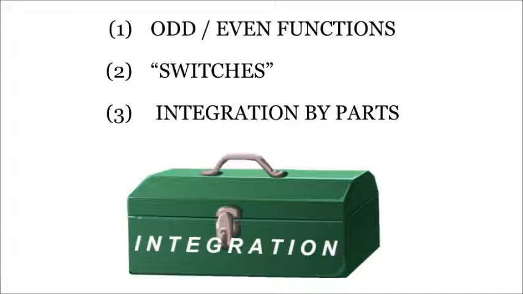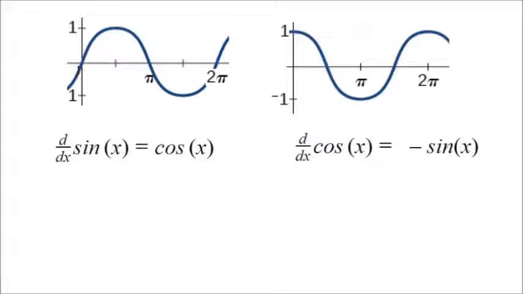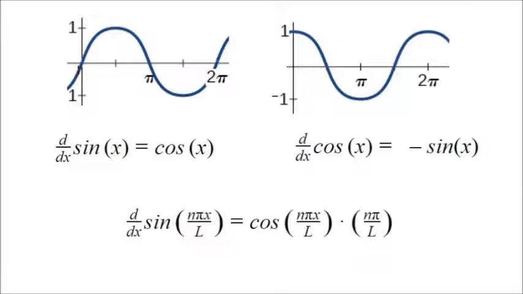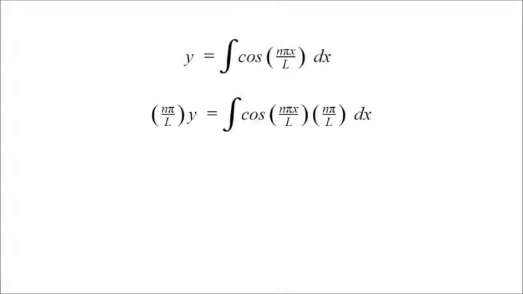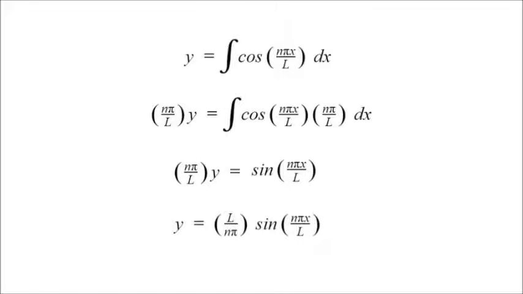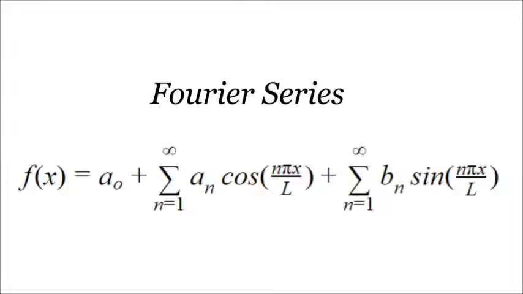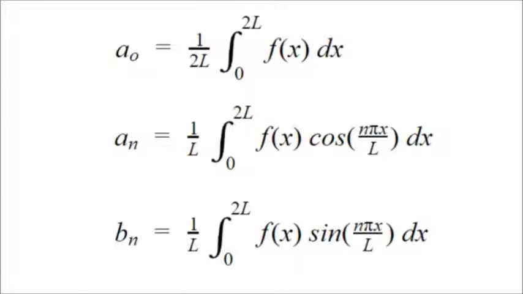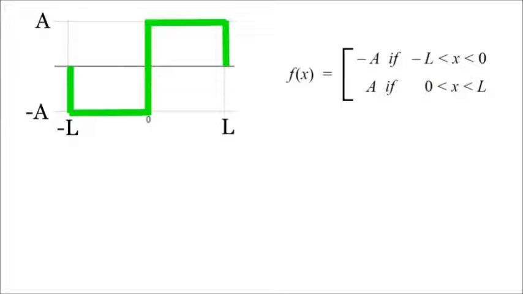Integration by parts. We'll hold off on that one until part 3. But we should say a word or two, however, about sines and cosines. You'll see this in every Fourier series, n pi x over L. And we want to integrate. 1, 2, 3, 4. Fourier. With these terms and this function, A0 is 0.